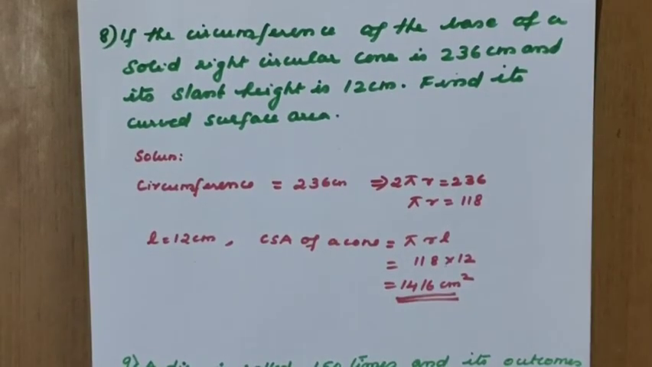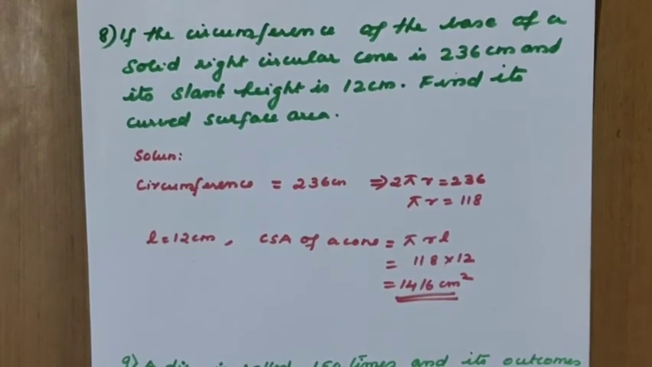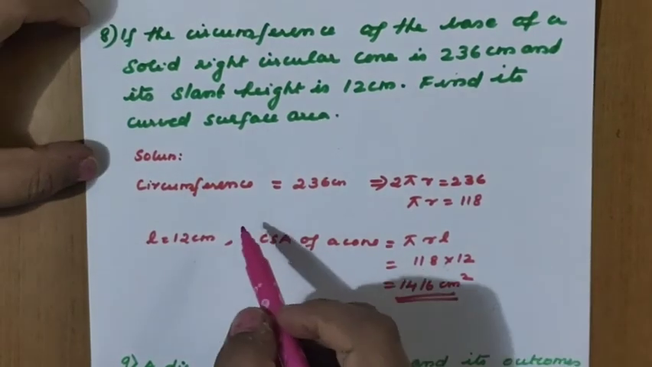Eighth question. If the circumference of the base of a solid right circular cone is 236 cm, and its slant height is 12 cm, find its curved surface area. So the curved surface area of the cone is pi r l only. So what is given in the question?